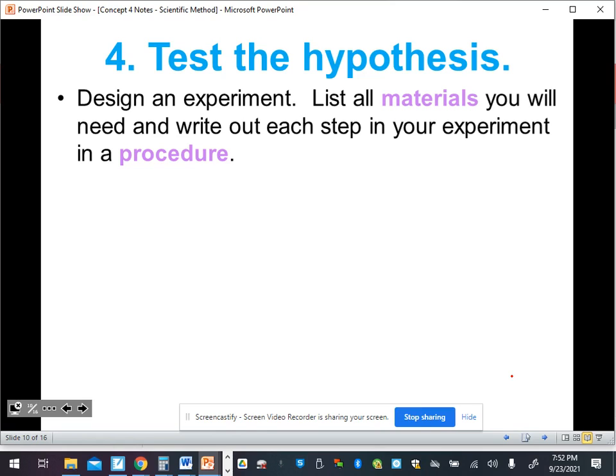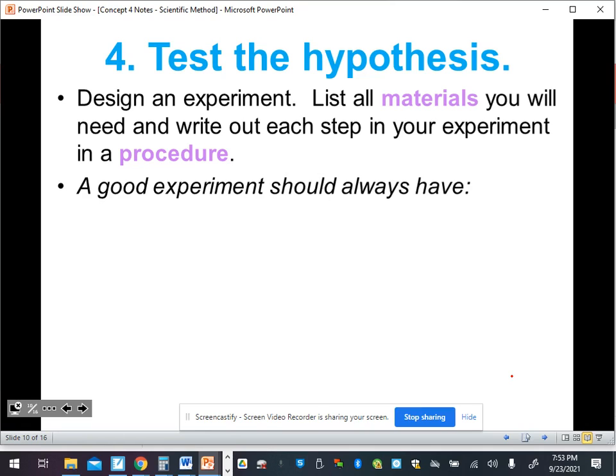Now, the procedure part, and the materials, those are usually done for you. Again, when we're in class and we're doing experiments in here, those parts are usually things that you follow. But if you were doing this yourself, you would be designing both those parts. All right, so a good experiment should always have, you don't have to write this, it's already written for you.